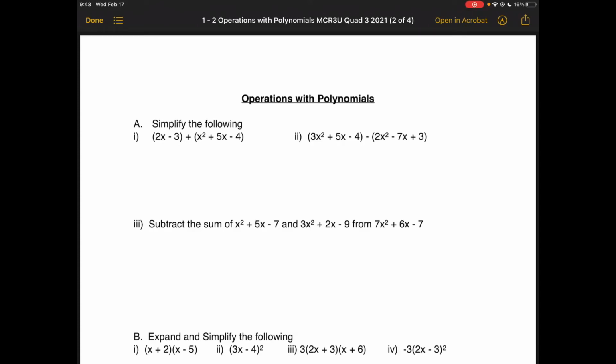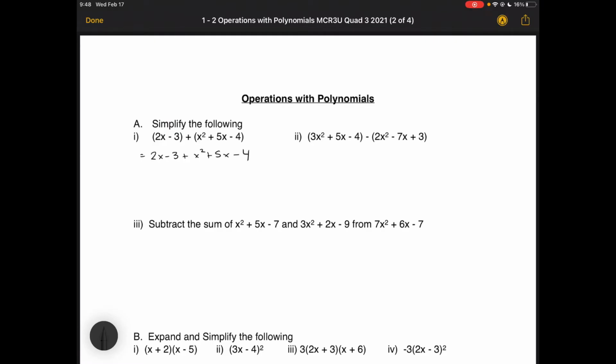This video goes over examples of operations with polynomials. So the first thing that I'm asking you to do is to simplify the following. So in this first example here, I'm going to get rid of the brackets to start.